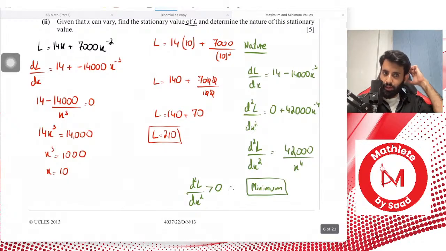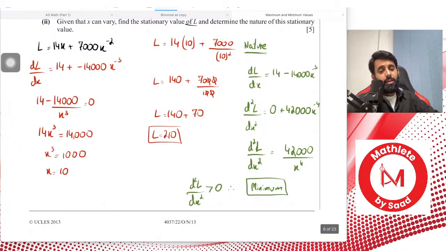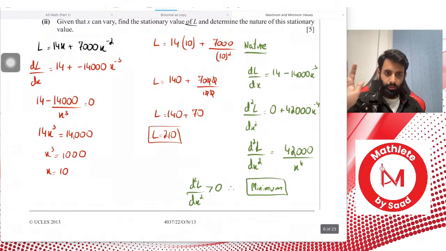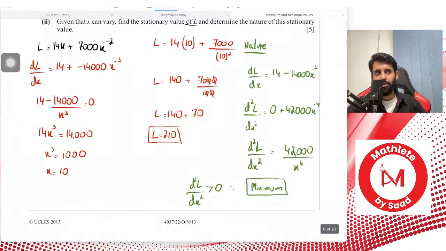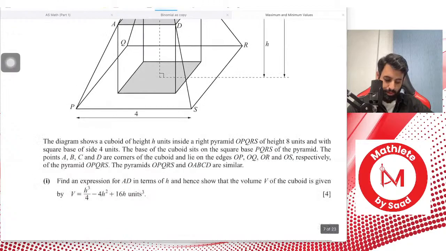Sir, is it possible for kinematics, permutations, and vectors to come out again? Kinematics, no. Permutations, maybe. Vectors also, I don't think so. You can't have a paper with vectors in it twice.